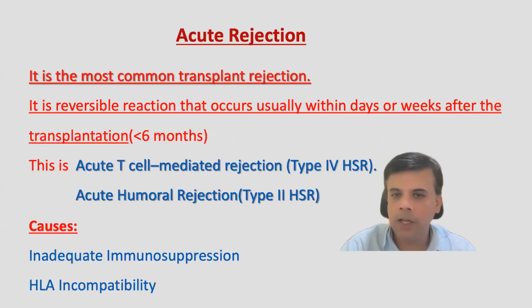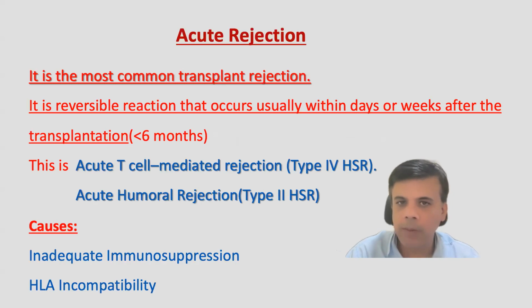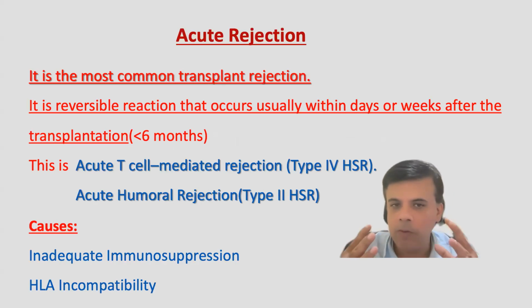Hey everyone, today we are going to discuss a very important topic, that is acute graft rejection. What is acute graft rejection? Acute graft rejection is a very common type of transplant rejection, accounting for more than 50% of graft rejection.